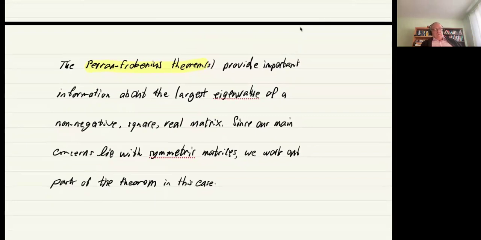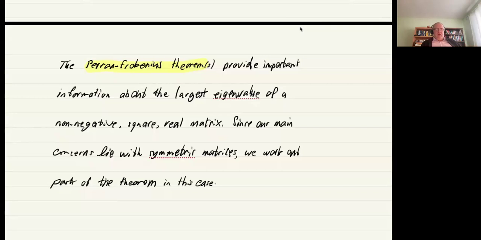Usually there are about three parts to the Perron-Frobenius theorem. When someone says this is a proof of the Perron-Frobenius theorem, it's not always clear how many of those parts they bothered to prove. But I won't go into that. They provide important information about the largest eigenvalue of a non-negative square real matrix. It has to be non-negative, it has to be square, it has to be real. It doesn't have to be symmetric.